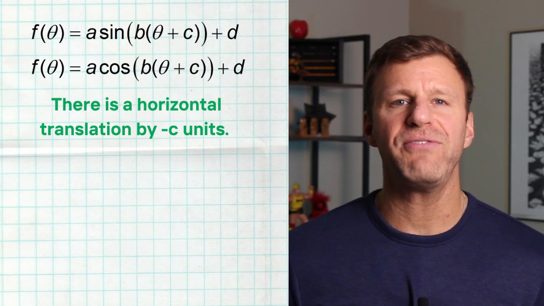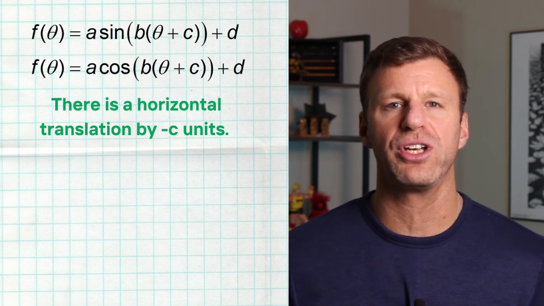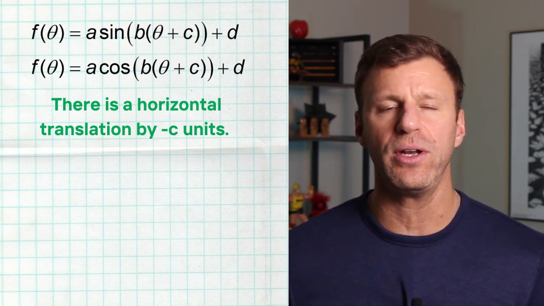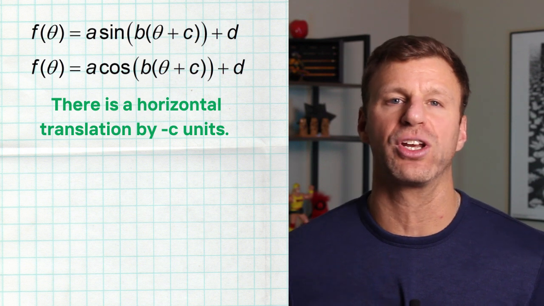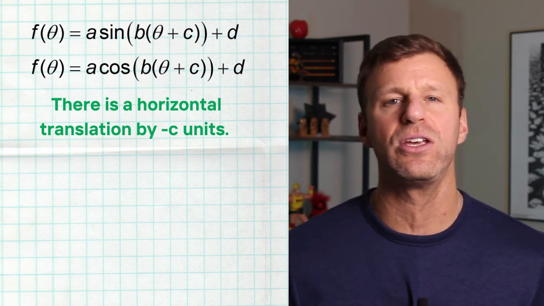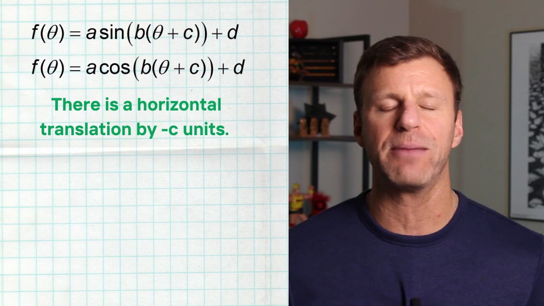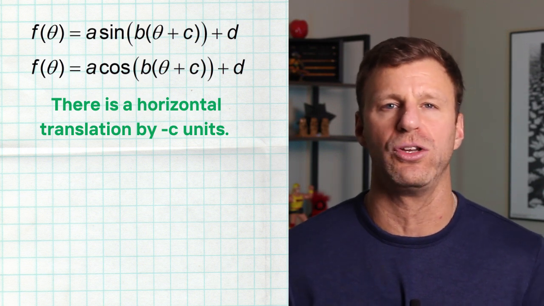And lastly, the c value is going to be a horizontal translation by negative c units. So remember, if there's a plus c, you're actually going to go left c units. If there's a minus c, you're going to go right c units. Again, that stems back from what we learned about transformations way back in Unit 1.